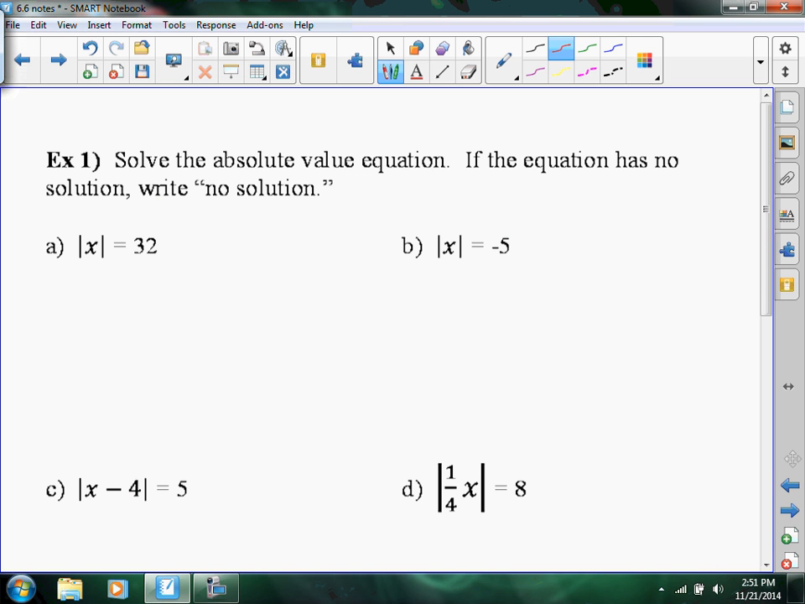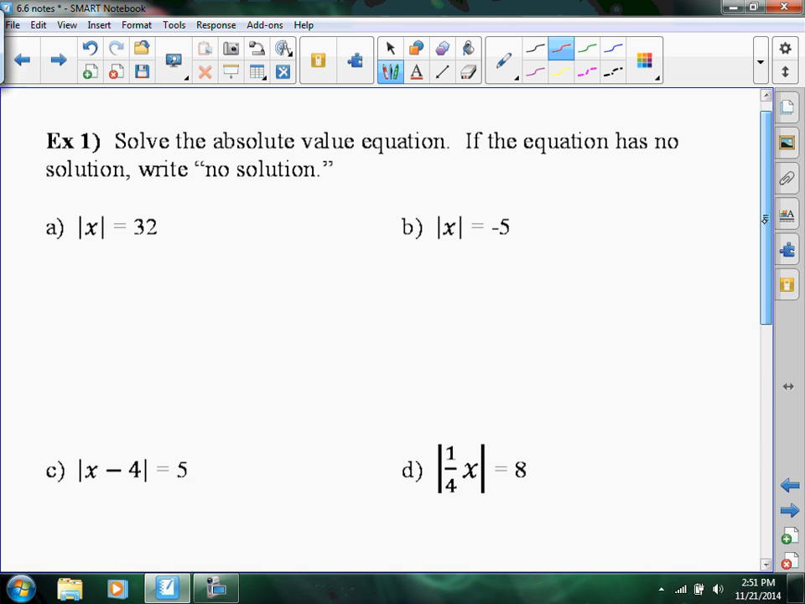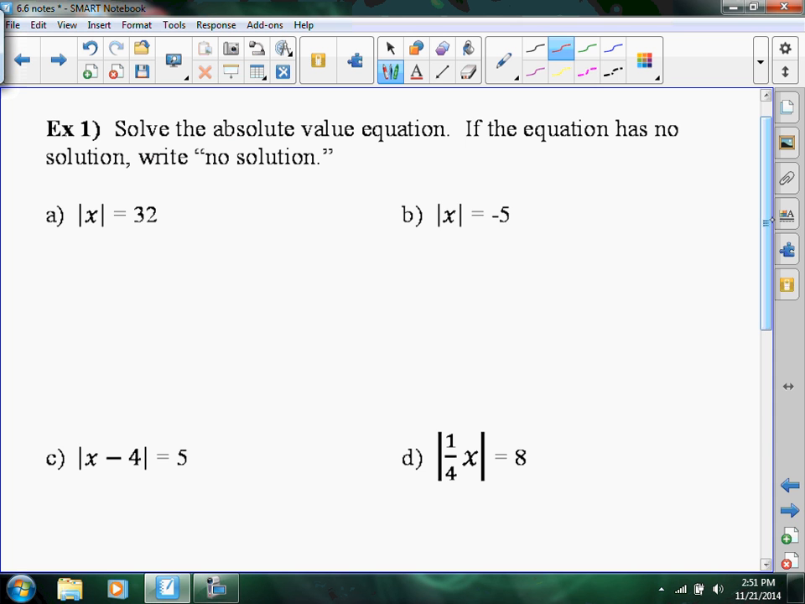Okay, so let's take a look at some examples here. We have example 1, we have A through F, and that's all that we have. So we're going to solve the absolute value equation that we're given, and then if the equation has no solution, we're going to write no solution.